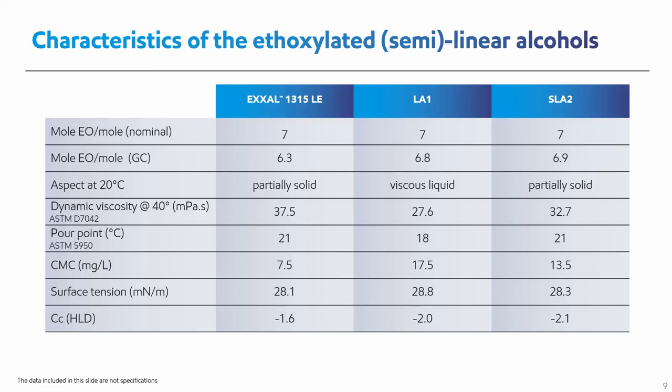All CMC values are very low, which is typical for highly linear non-ionic surfactants, with 1315 proving to be a bit more efficient and effective in reducing the surface tension. The CC values will be discussed later in the presentation.